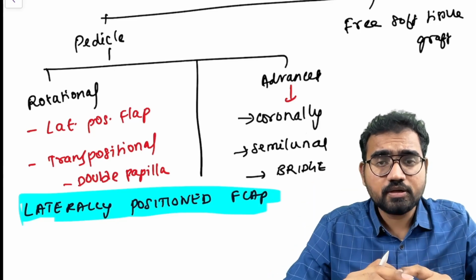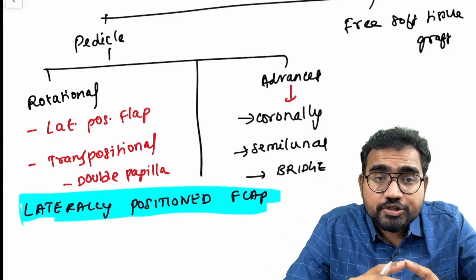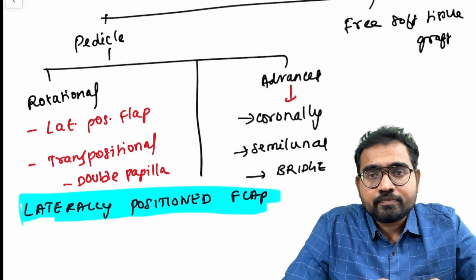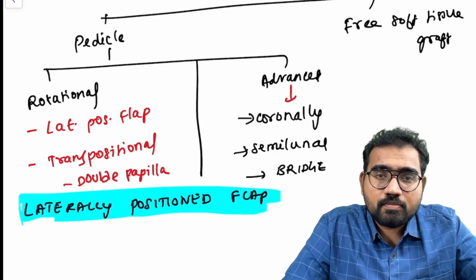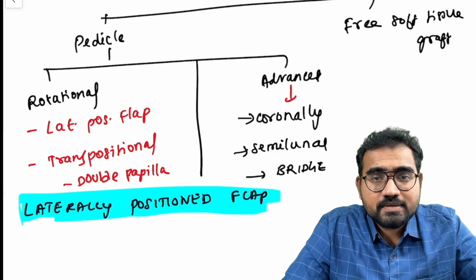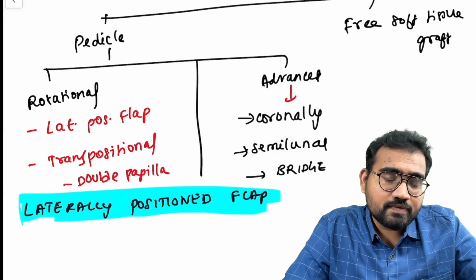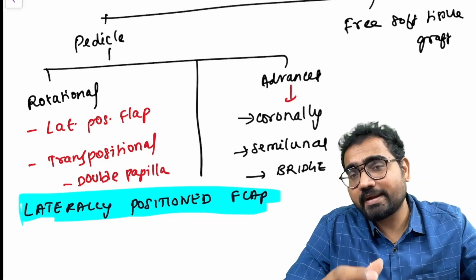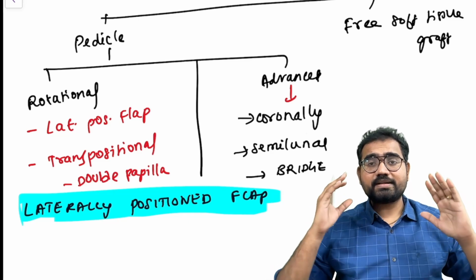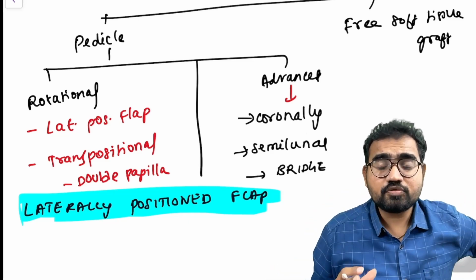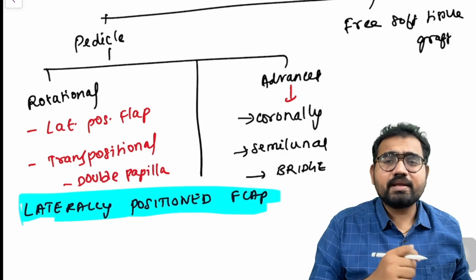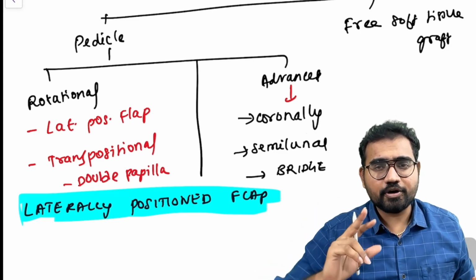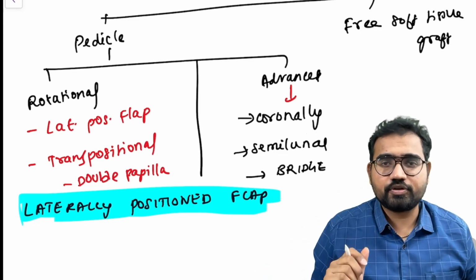In the rotational, we will be talking about laterally positioned flap, transpositional flap, double papilla flap. In the advanced, we are going to talk about coronally advanced flap, semilunar coronally advanced flap or semilunar flap, and bridge flap. These are all the pedicle graft where I'm not going to cut the entire tissue. Either I'm going to move it laterally or coronally. Okay, that fulfills the definition, right? Stem or a tube of tissue remains attached to the donor site.